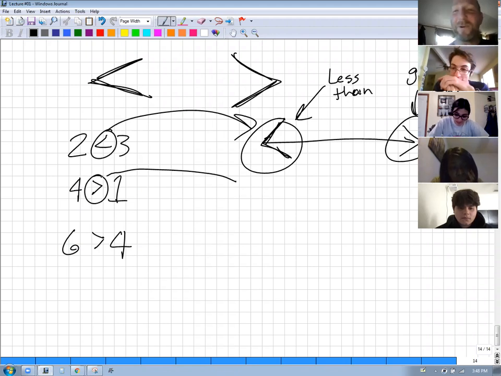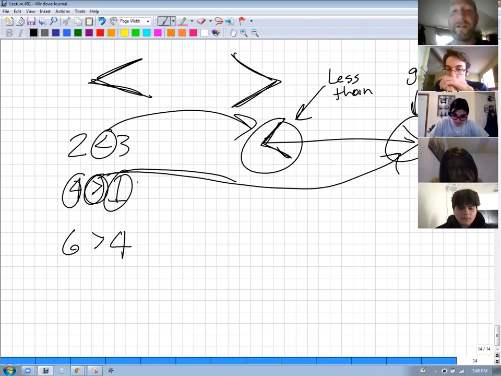So because 4 is greater than 1, we use the greater than symbol, which is the arrow that points to the right. This is saying 4 is to the right of 1 on our number line. 6 is greater than 4.